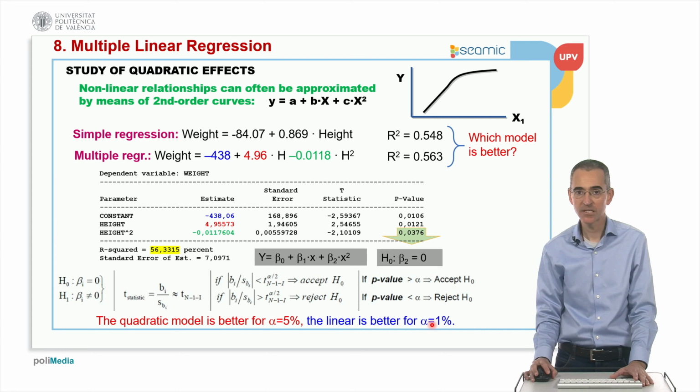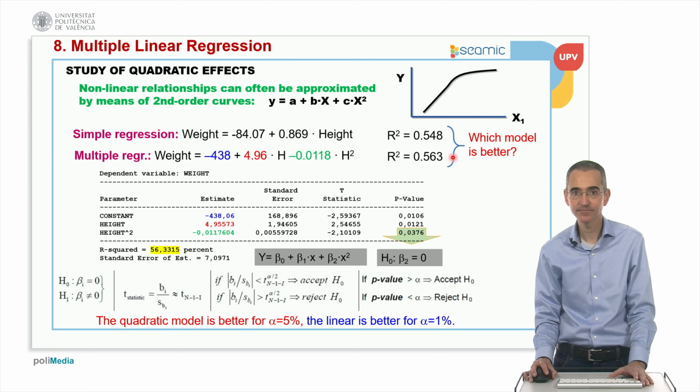Then we will say that the linear model is better for alpha 1%. So this is a very interesting result. Which model is better, linear or quadratic? The answer is that it depends on the alpha.